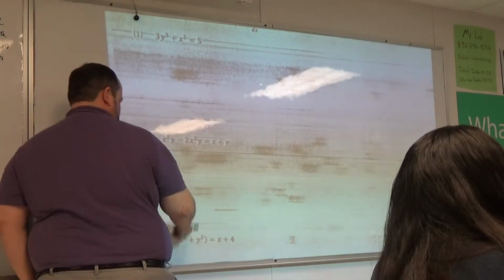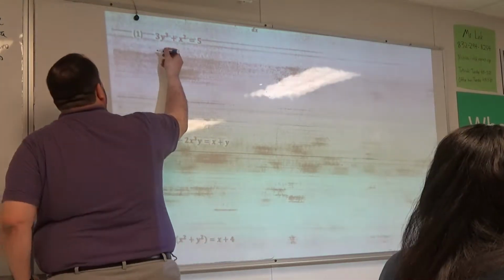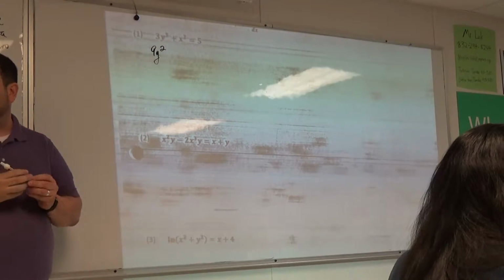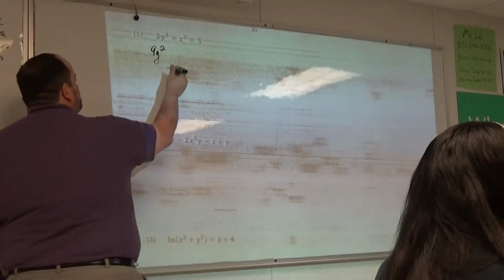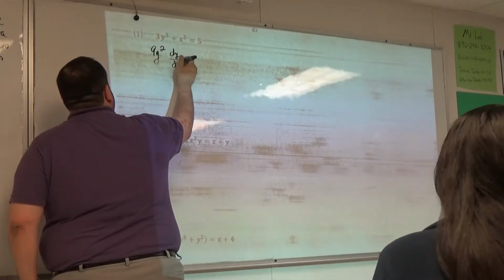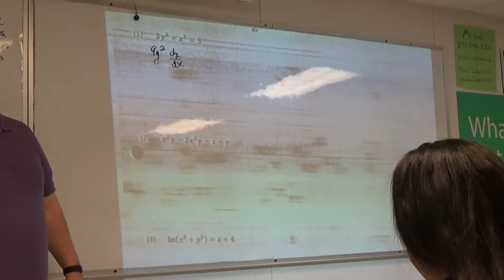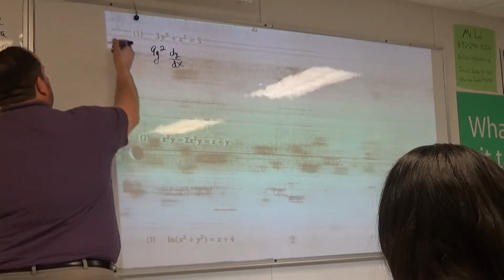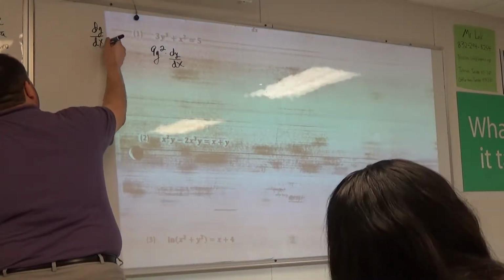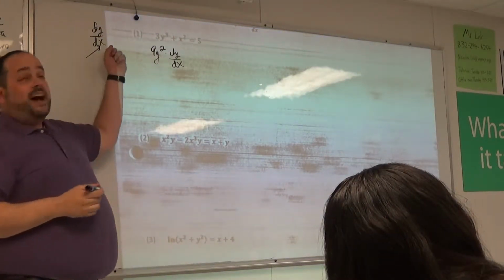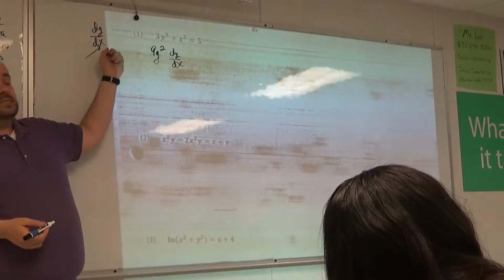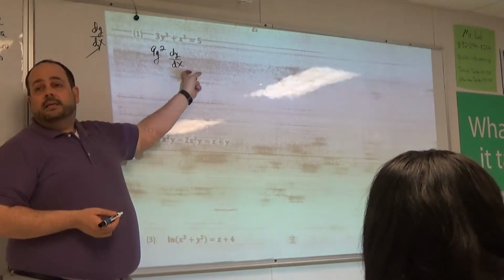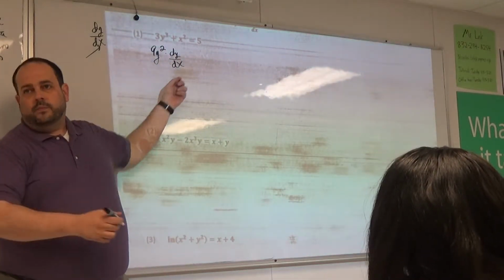9y squared. Derivative of 3y cubed is 9y squared, close but wrong. Times dy/dx. Jose, why times dy/dx? Because we're taking the derivative with respect to x, right? The instructions at the top said find dy/dx. We're finding the derivative with respect to x. So the derivative of 3y cubed is 9y squared times dy/dx because of your chain rule.